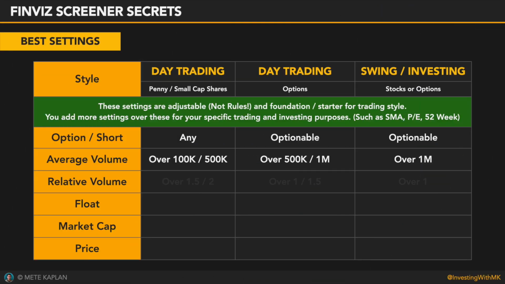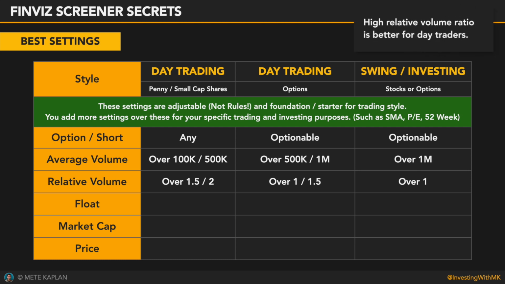If you day trade penny stocks or small caps, you will want ideally over 1.5 or 2. The higher the number is, the better actually. If you day trade options, you will want to trade more mature companies with tight spreads. I mostly set it over 1.5 or at least 1. Because mature companies already trade in high volumes, it's really hard for them to have a really high relative volume. If you are an investor, just keep it at over 1.